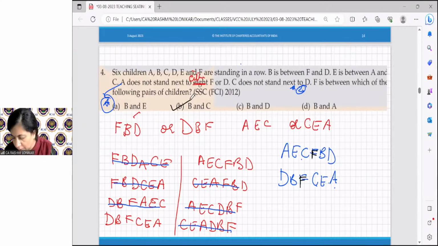Yes, Swati. In both the cases, F is between B and C. Fourth B, Sneha, Subhiksha, A, E, C, F, B, D, yes. But the second option is also there, Subhiksha.